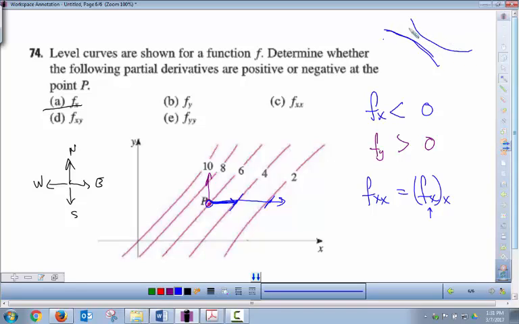Which one's the second one? Is it 1 or 2? Have you guys been to the eye doctor lately? Do you prefer 1 or 2? 1 or 2. So it's the top one.